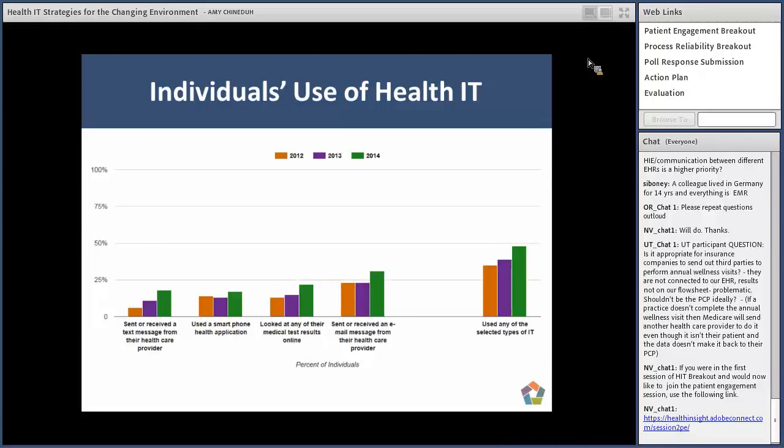This chart represents the use of health IT by individuals or consumers of healthcare, with the colored bars being the years 2012, 2013, and 2014 from left to right. The groupings being those that sent or received a text from their provider, those that used a smartphone health application, those that looked at any of their medical test results online, and those that sent or received an email message from their provider. The far right representing the percentage that used any of the selected types of IT. This shows that nearly half of all individuals in 2014 used a type of health IT to engage with their provider. Another area to consider in your strategic plans for health IT is consumer engagement.